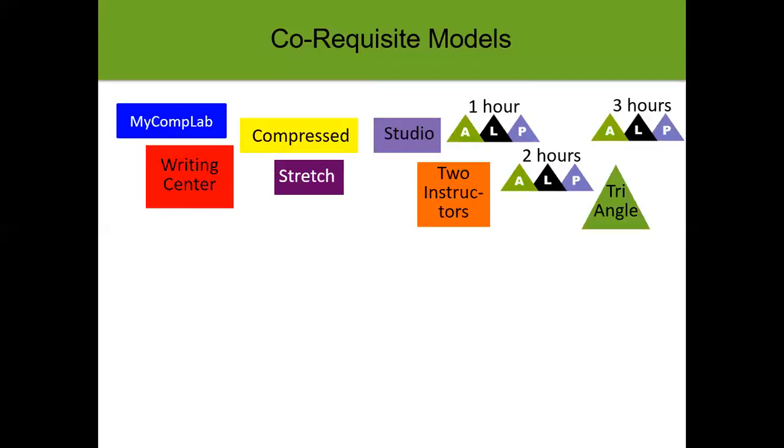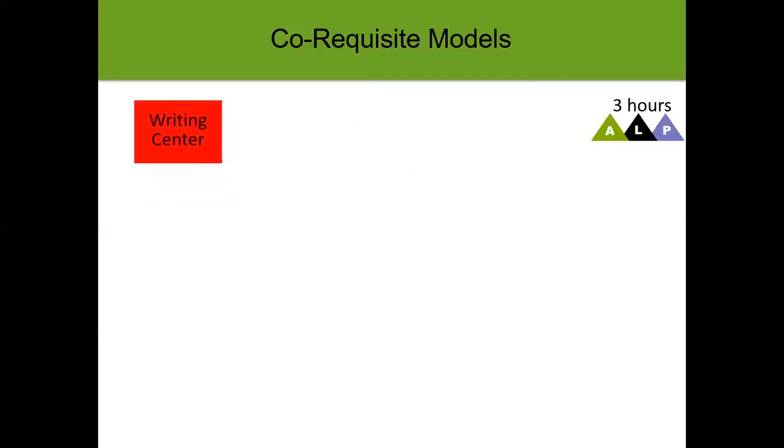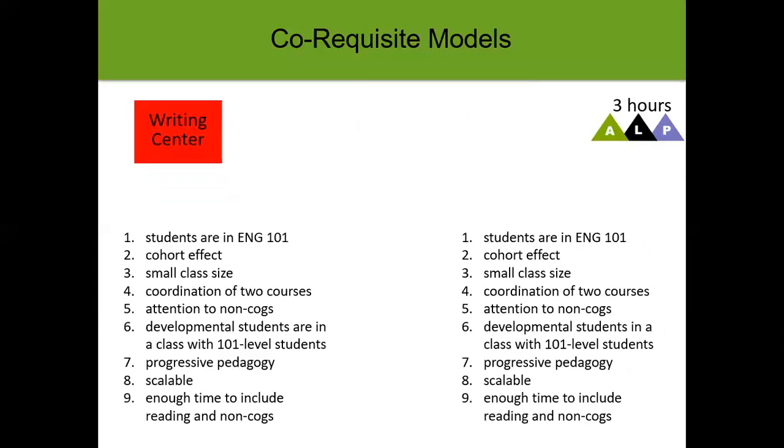Now let's pick a couple of these less robust models. We'll try the Writing Center approach. I copied the 9 features that seem to contribute to our success over under Writing Centers. Now if you'll click a couple times, Elizabeth, I want to show you the ones that we lose. We don't get the cohort effect, because students go to the Writing Center as individuals. They don't go as a cohort.